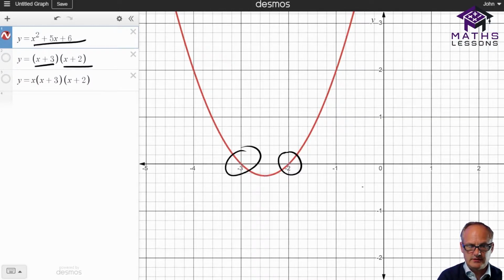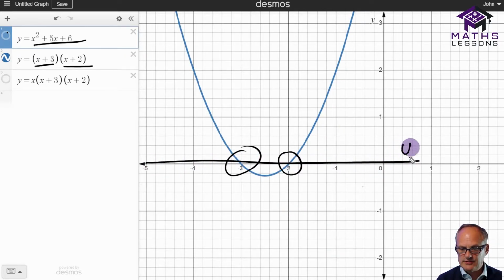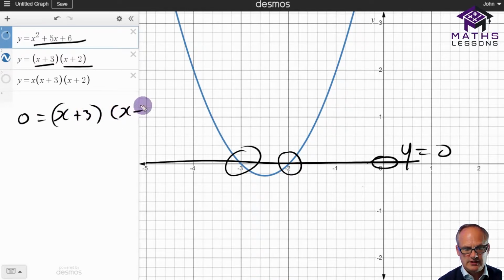If I hide this graph for a second and show this graph, we see it crosses in exactly the same places. What we're doing here, if you think about it, is that all the way along this line, y equals 0. The y value is 0. So we're actually solving 0 equals x plus 3 times x plus 2 all the way along this line.